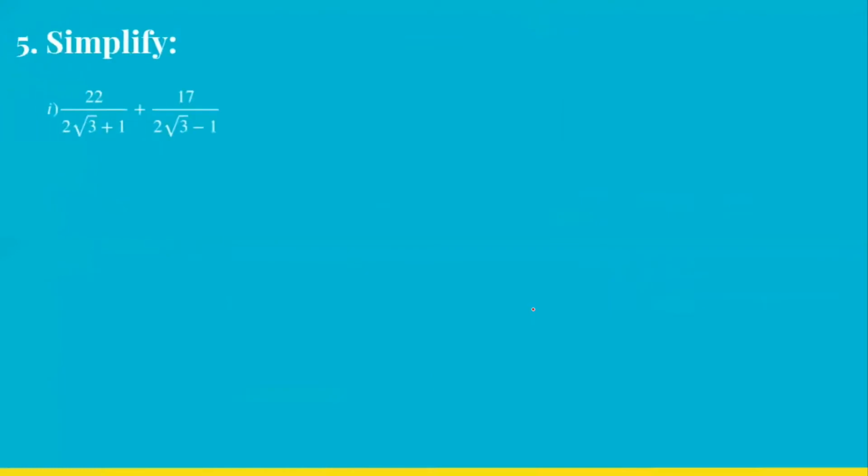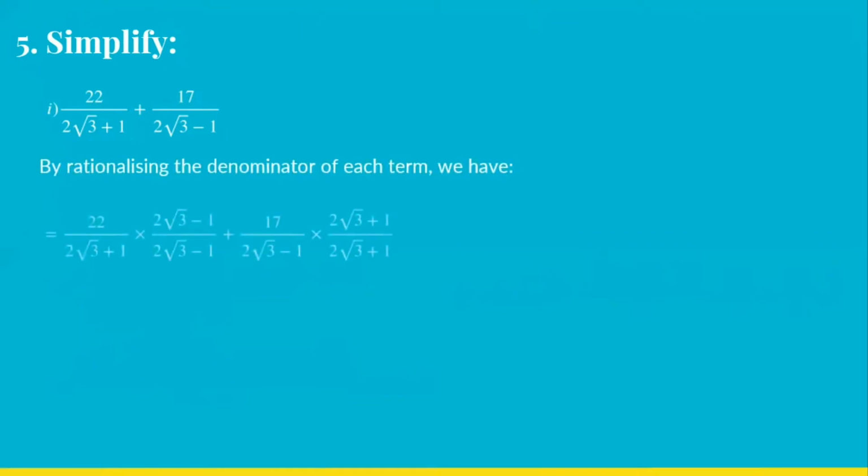Simplify. Now here what we do is we'll have to rationalize the denominator for both the parts over here. So let us start rationalizing the denominator of each term simultaneously. The rationalizing factor for this one is going to be 2 root 3 minus 1, and the rationalizing factor for 2 root 3 minus 1 is going to be 2 root 3 plus 1.